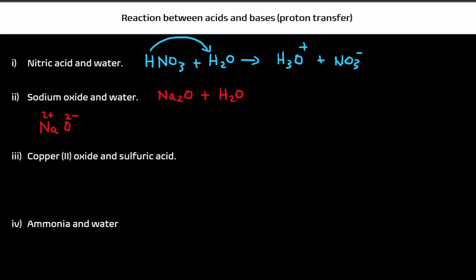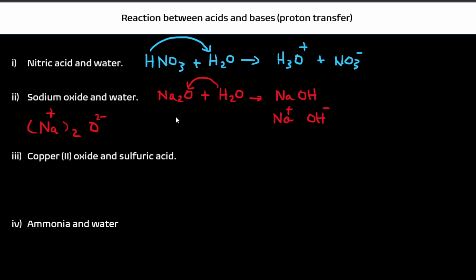Alright, apologies, Na is not 2 plus. Let me write this again. Na is simply a positive ion, but since it's Na2, we have 2 of them. And O is O2 minus. And so, as before, water is going to donate its hydrogen ion to Na2O to become NaOH, which could be broken down into Na plus and OH minus. So that is why water is an acid and Na2O is a base.